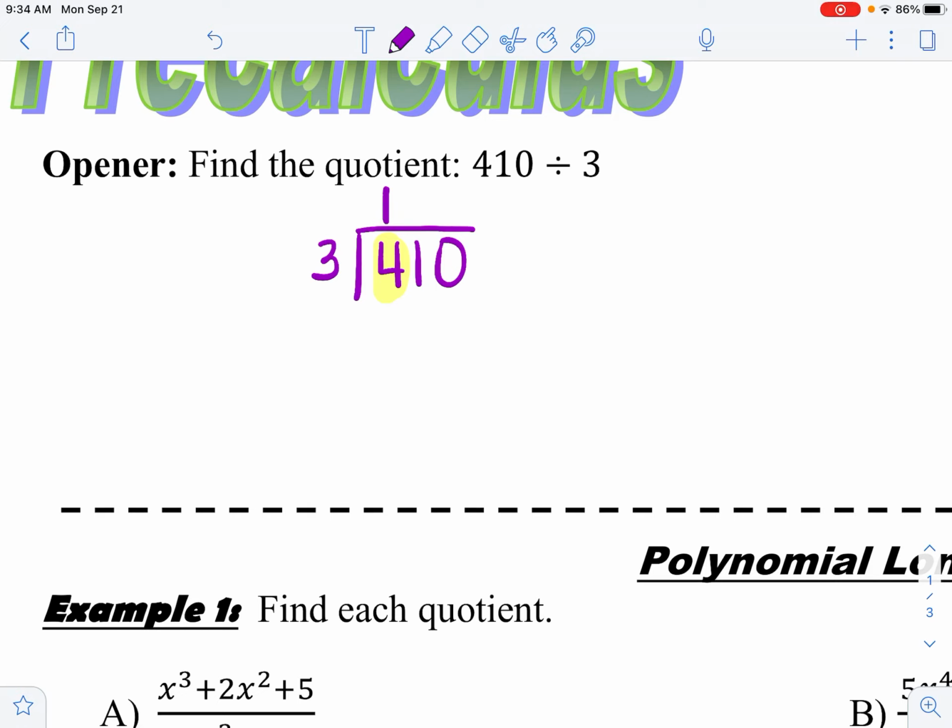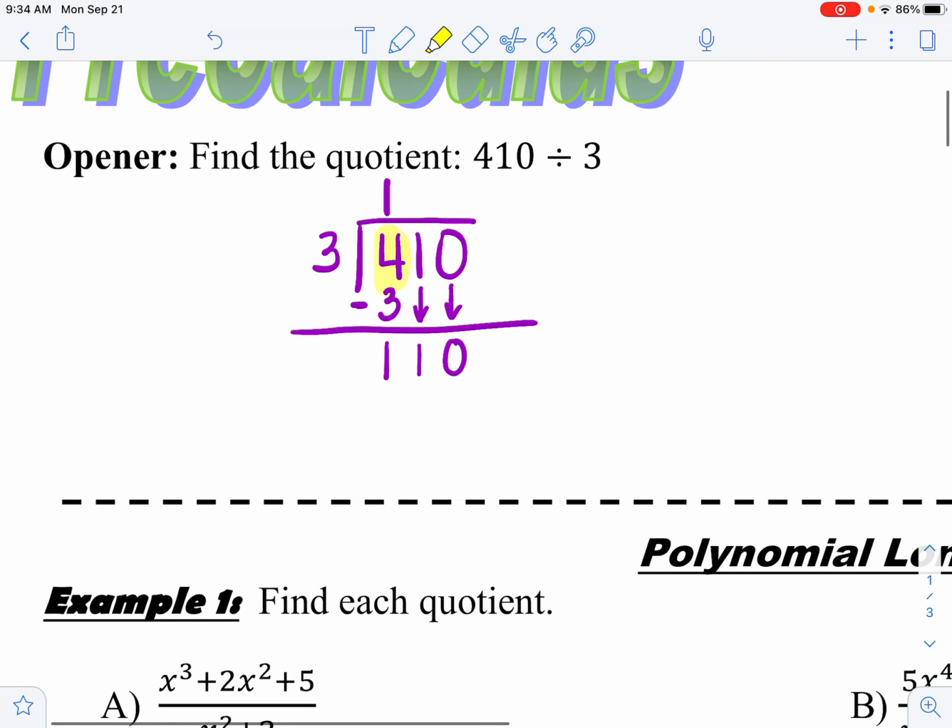Then you're going to multiply that 1 times this number, which is 3. You get 3, and you put that underneath the 3, and you subtract anytime you write something underneath it. All right, 4 minus 3 is 1. And now you have to bring down this 1, bring down this 0, and you're going to start over. So now you say, does 3 go into 1? Of course it doesn't, because that was the remainder that was left over. So you look at this number and you say, does 3 go into 11? It sure does. It goes into it 3 times.